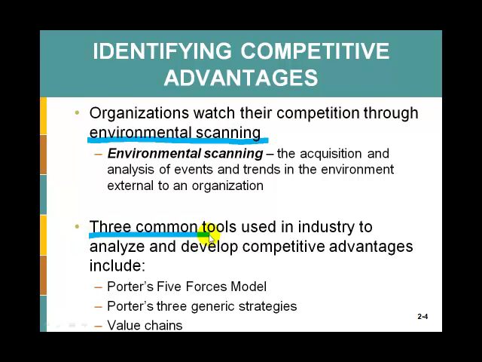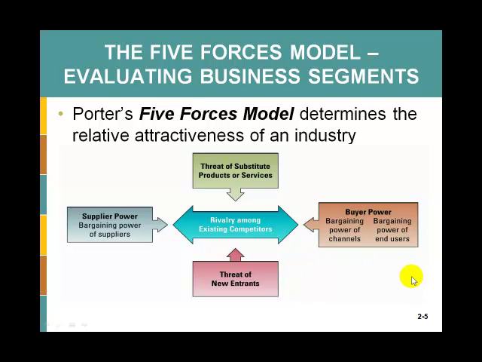There are 3 common tools which we're going to discuss in this chapter regarding how we can think about competitive advantage. As we mentioned earlier, the first one is Porter's 5 force model, and once again it's Porter's 3 generic strategies, and last is the value chain model, also from Michael Porter, who is a professor from Harvard Business School. First is Michael Porter's 5 force model, which determines the relative attractiveness of an industry in terms of how they may compete.